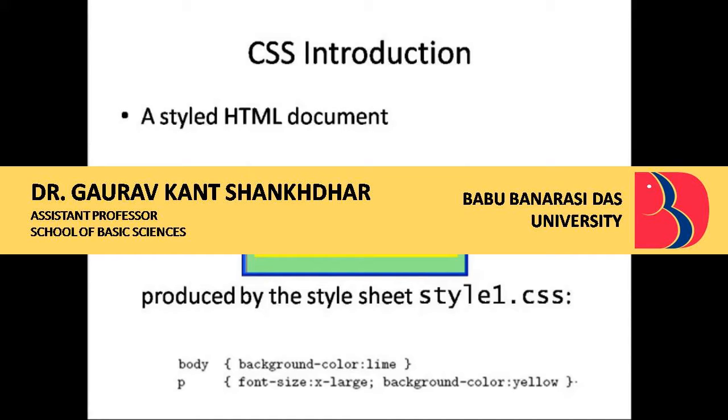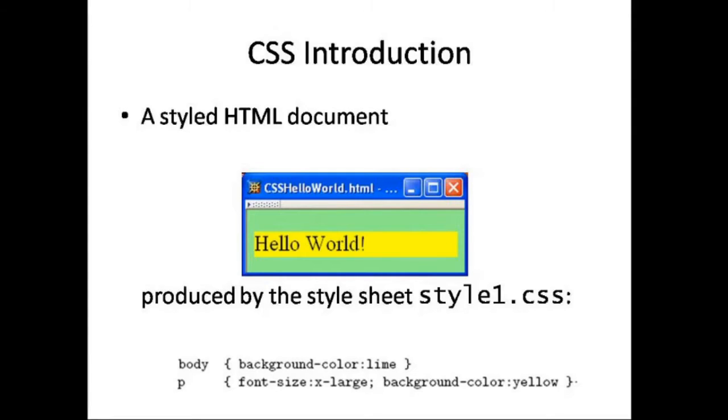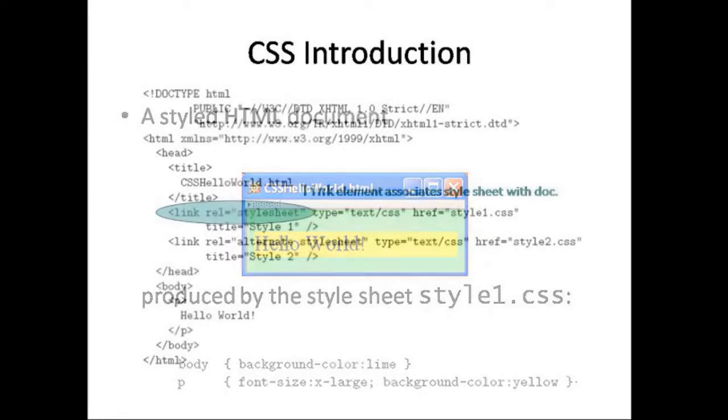As far as the introduction of CSS is concerned, Cascading Style Sheets are used to design HTML pages. For example, suppose there is a page in which you want the background color of the body tag to be lime. Then you have to place it like this: body, and within curly braces, the background color lime. Then you can also perform the same or different designing in the paragraph p tag. As you can see, the hello world written over here has a yellow background, and so the style is applied.